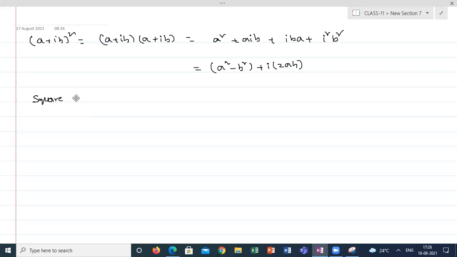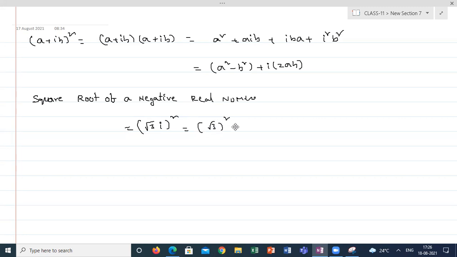The square root of a negative real number is nothing but your complex number. Suppose I am having, for example, as in the textbook, root 3i whole square. This will be root 3 whole square into i square, which is 3i square, that is minus 3.